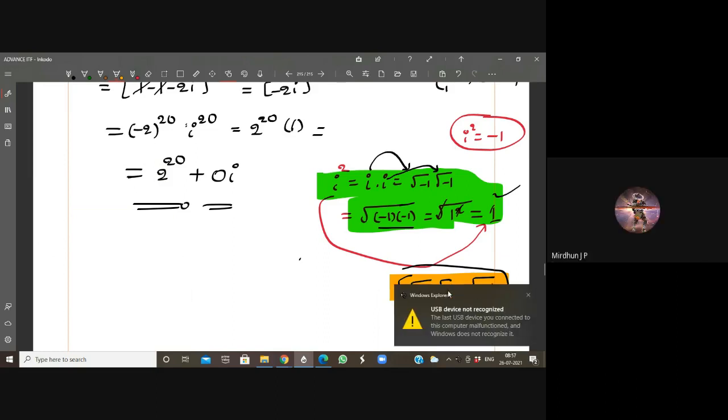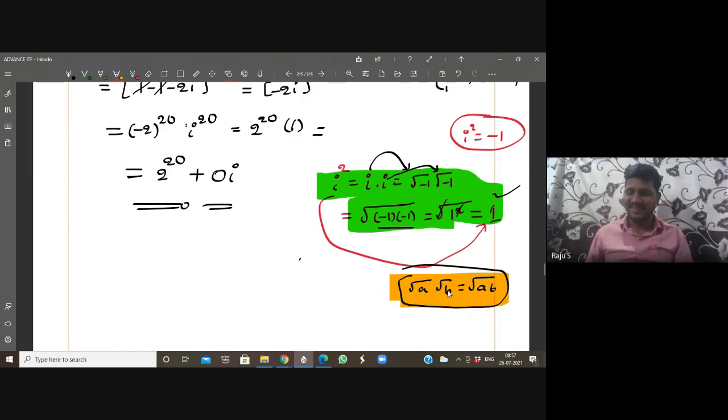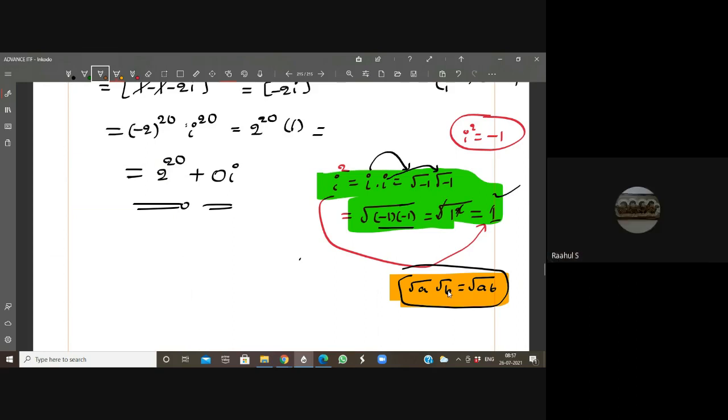Sir, we didn't know that formula, so that is why we didn't say the reason. Okay, no problem. So, is that clear? Try to do the remaining questions yourself. Can you show the fifth question? Yes.